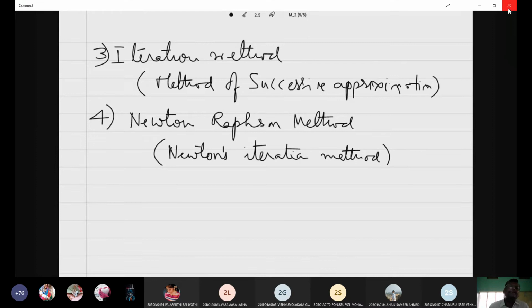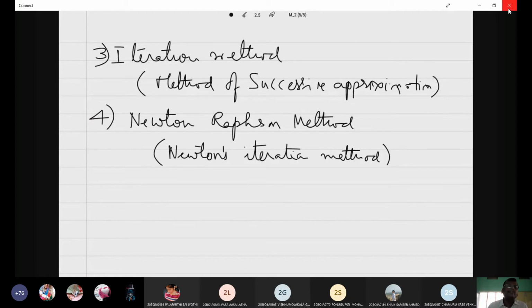One is the bracketing method and the other is the open method. What is meant by bracketing method and what is meant by open method? Bracketing method requires limits between which the root lies. We can find the roots between two points, 2 and 3, or 1 and 2, 0 and 1, like that. That means the end points are known. An equation may have many roots depending on its degree, or if it is a transcendental equation, depending on its nature.